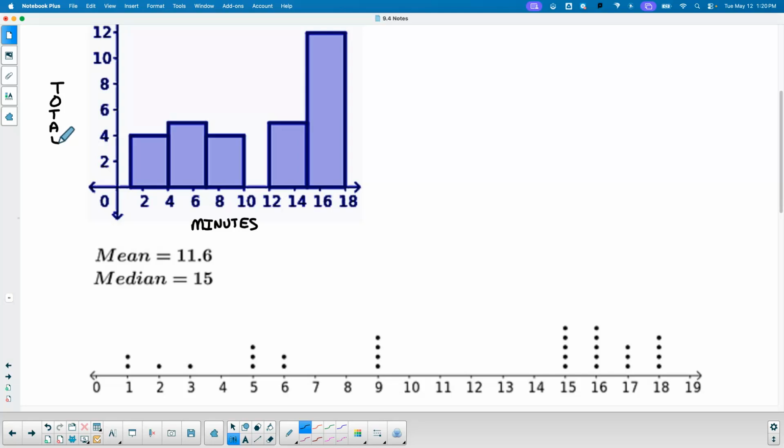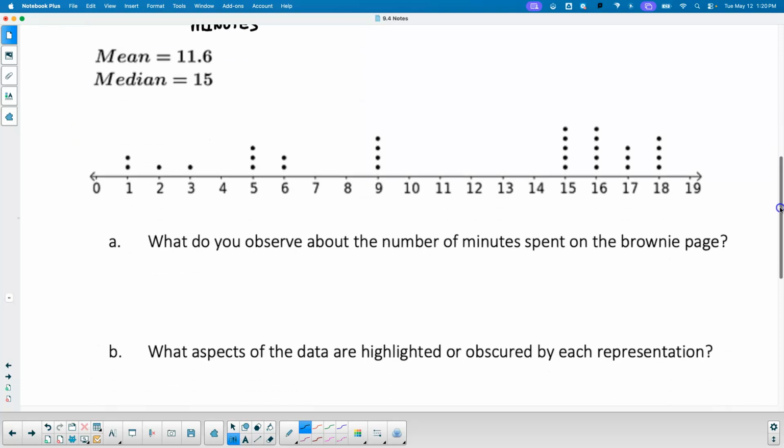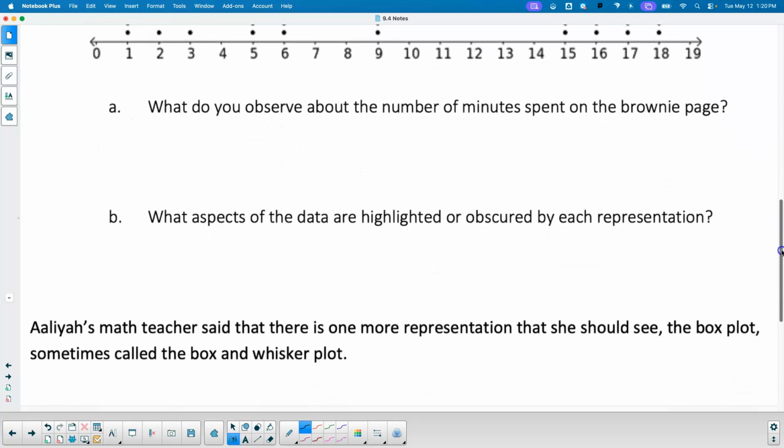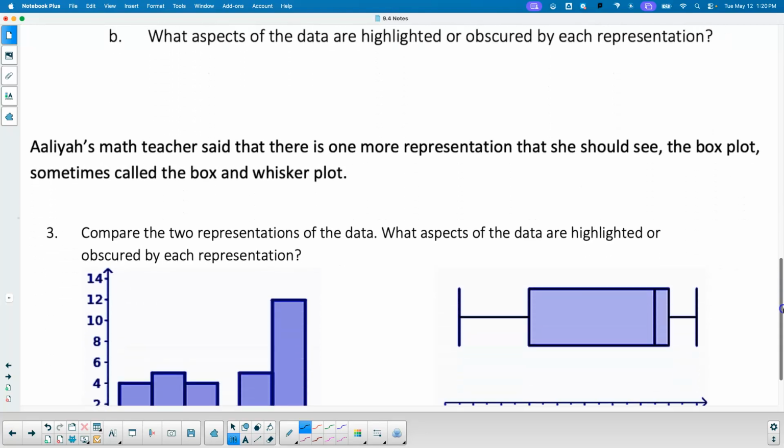Okay? All of this today is literally just about thinking about the data and the different ways that we can represent it, and what it all means. So in this discussion there is no wrong answer.